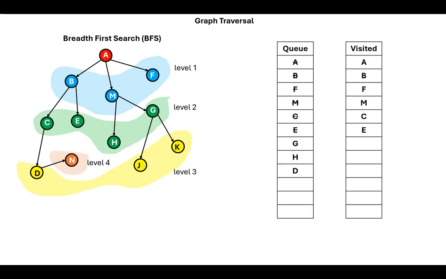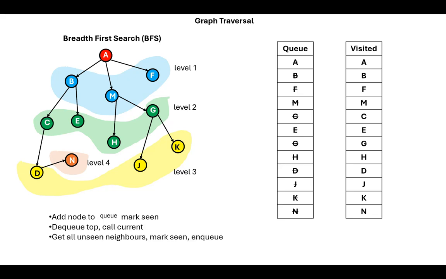Next I dequeue E, add E's neighbours, of which there are none, so I dequeue G, add G's neighbours, which are J and K. I dequeue H, add H's neighbours, which are none, dequeue D, which means I add N, and then I dequeue J, K, and N, none of which have any neighbours. Now we're enqueuing in order, which means in alphabetical order, which means we're going to be dequeuing in alphabetical order because a queue is first in, first out.